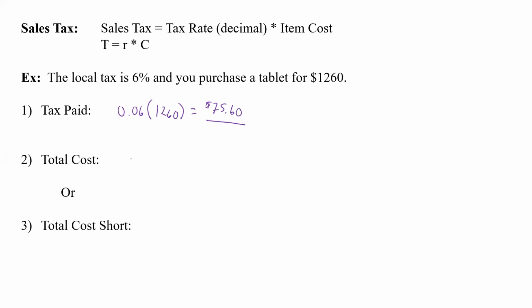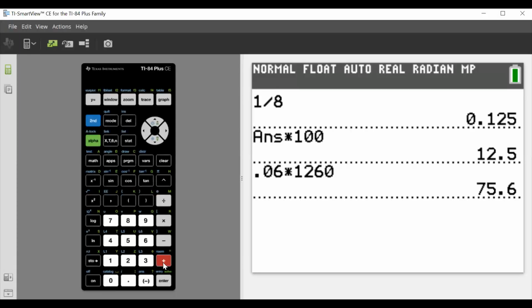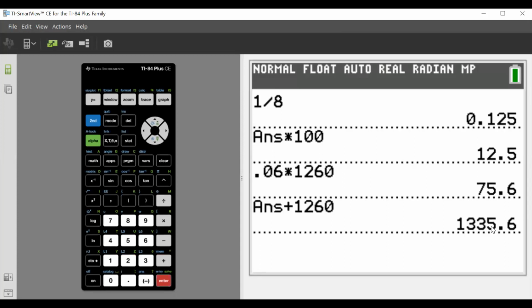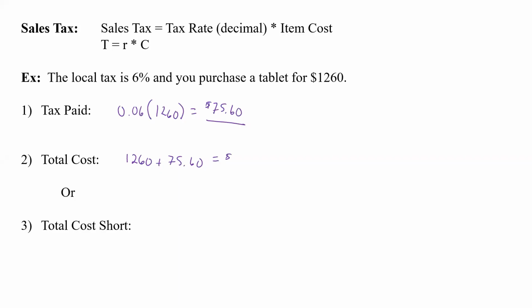Now, what is our total cost? Well, our total cost is going to be the 1260 plus 75.60. Okay, so we go back over here, and then we're going to add to that 1260 and we get 1335.6. So that total then becomes $1335.60. So that's what we pay in total for that tablet after we added our tax.